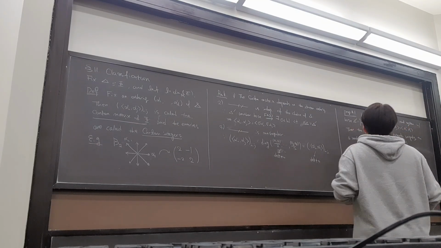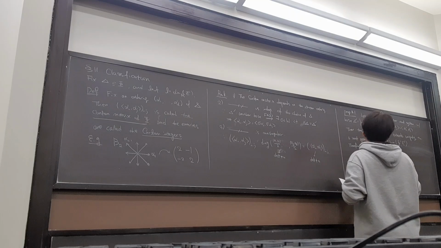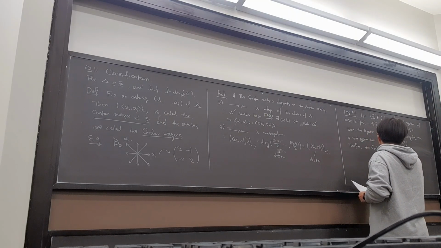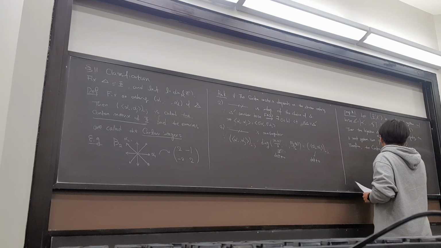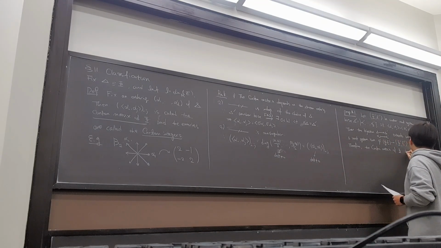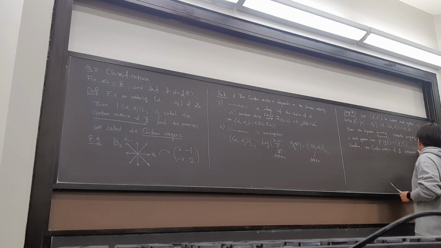So this proposition says that therefore the Cartan matrix of Π determines Π up to isomorphism.